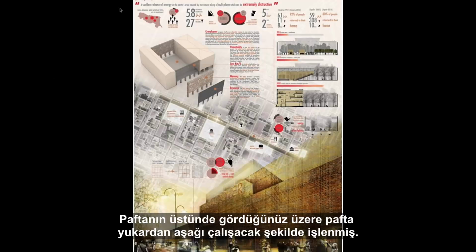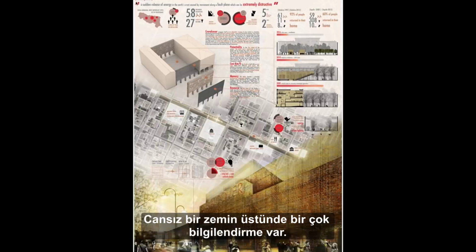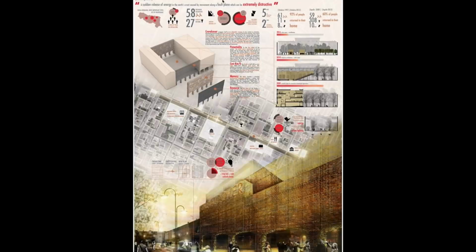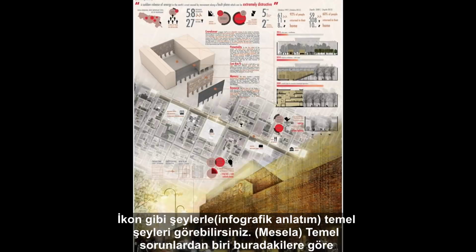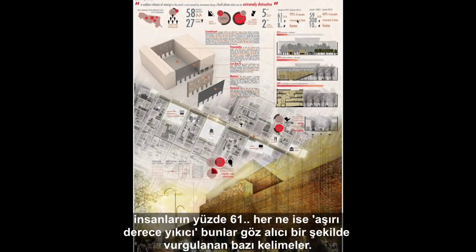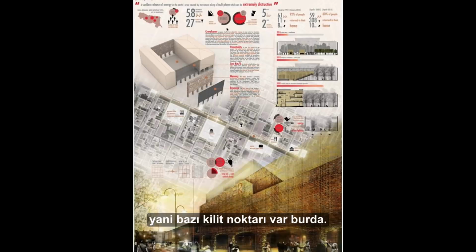Up the top of the panel, you can see the panel works from top to bottom. There's a lot of information which has been diagrammed in an icon sort of format, so you can see there's these key things that are happening in regards to this. There's a key problem, 60% of people at 6.1, there's an earthquake, whatever that might be, extremely destructive. There's certain words that are highlighted, so it catches your eye. So, you've got key parts here.